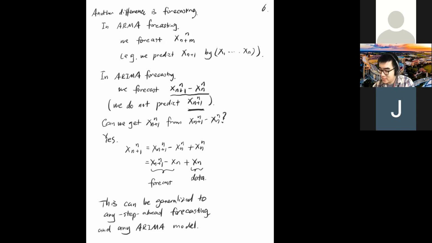Okay, so to construct the forecast of the future value by using this ARIMA model, it might take some work, but it is definitely doable. The hard part is actually the mean squared prediction error, MSPE.